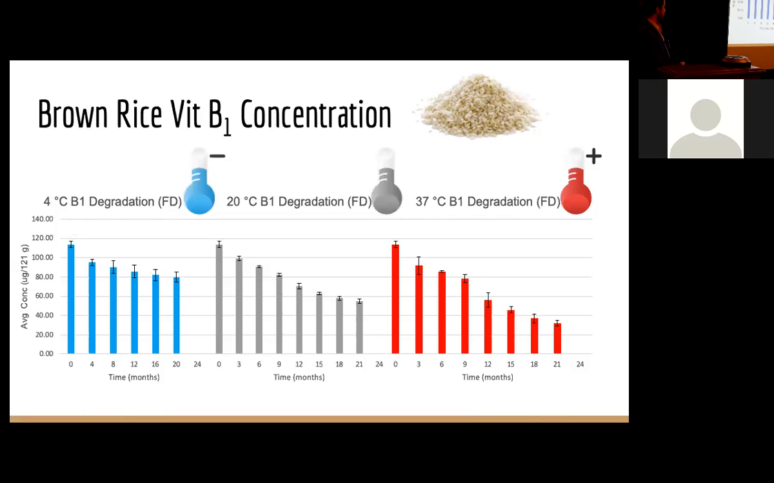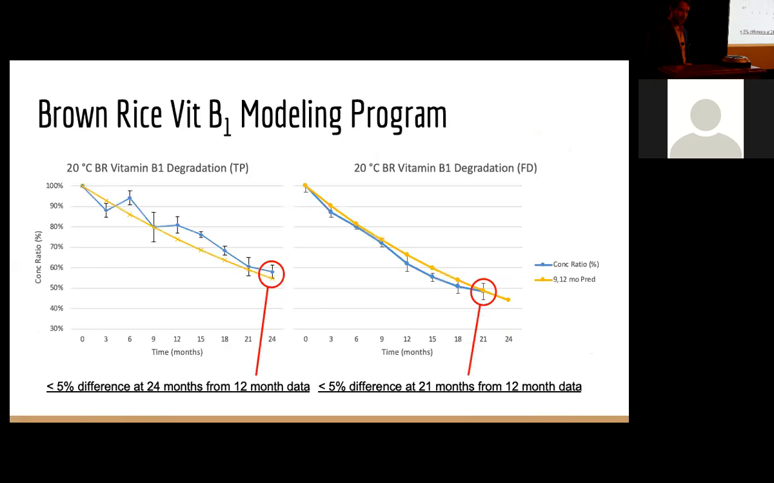The reason why we don't have data here for the 24 months, it's not because it just dropped off to zero, it's just we're still processing that data now. In terms of constructing the model, I wanted to demonstrate that these models are constructed using data from only 9 and 12 months of storage at our temperatures. So using data only accrued from 9 to 12 months, we're able to produce a less than 5% difference at 24 months for our thermal process product, and less than 5% difference at 21 months for our freeze-dried product.